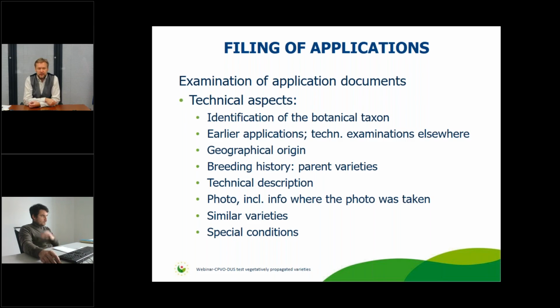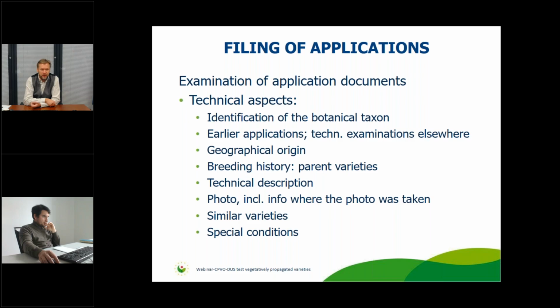Some technical elements that are looked at when checking the application. It must be possible for us to identify the botanical taxon to which the variety belongs. Normally, we need the genus and the species name. In some cases, we have to go beyond the species name. If it's an interspecific hybrid, we need to know the species being involved.